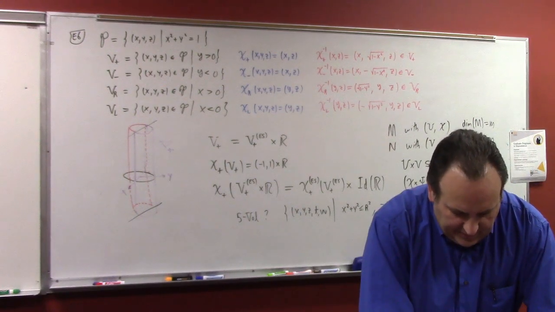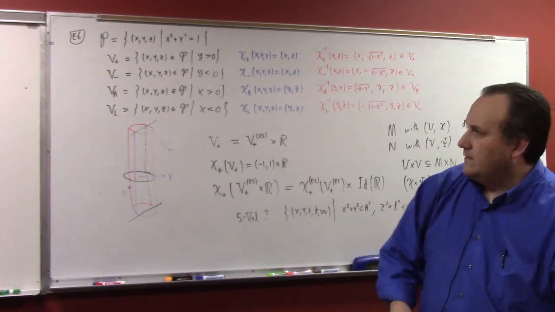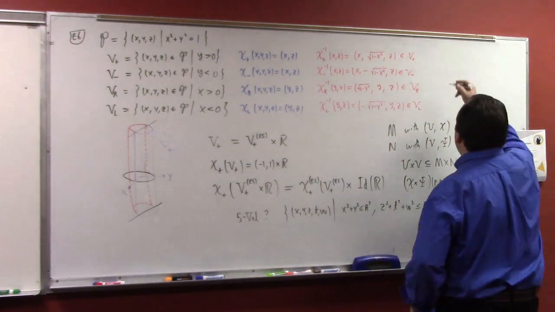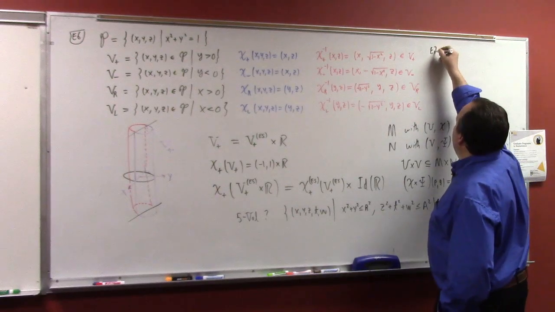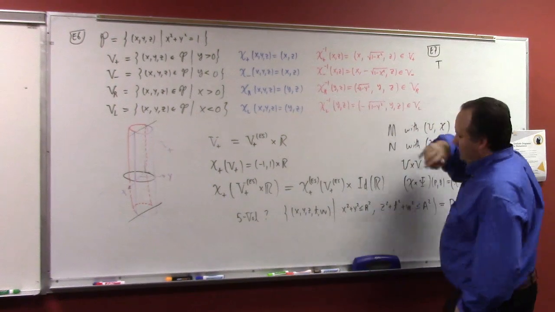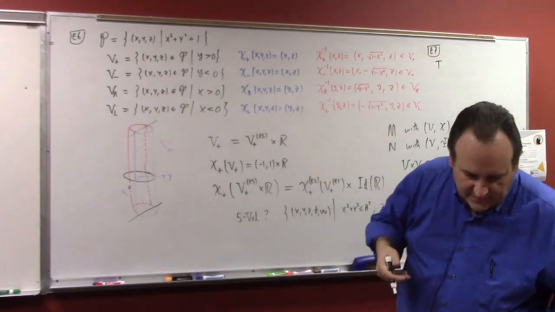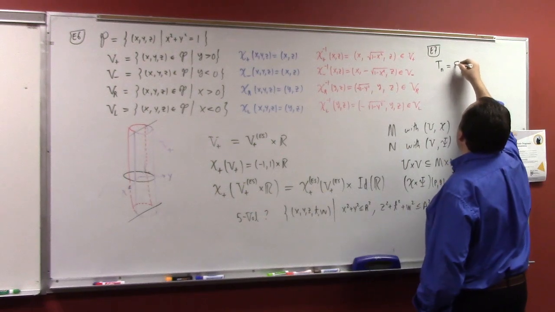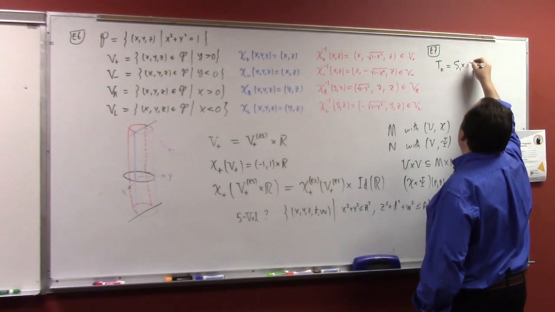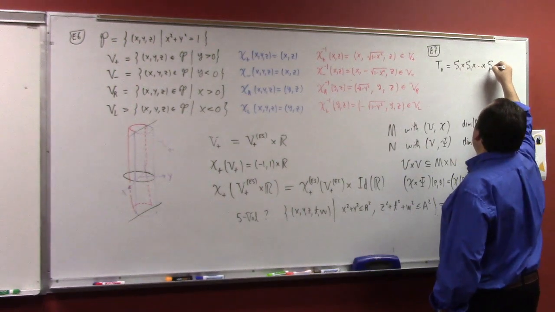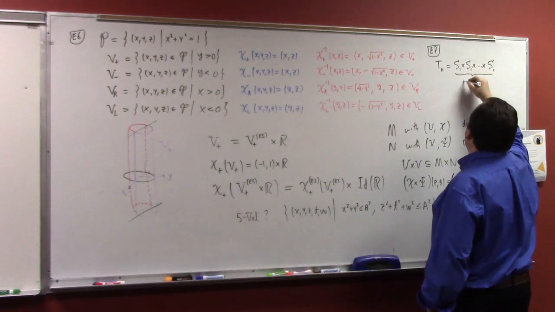Now, I should mention we have another example, example 7, which is T sub n, equal to S1 Cartesian product S1 Cartesian product, and so on, Cartesian product S1, n-fold times.